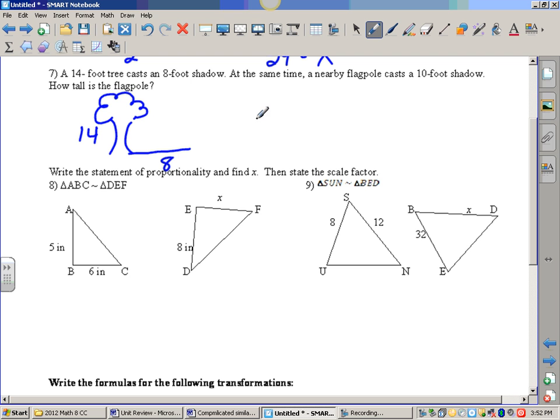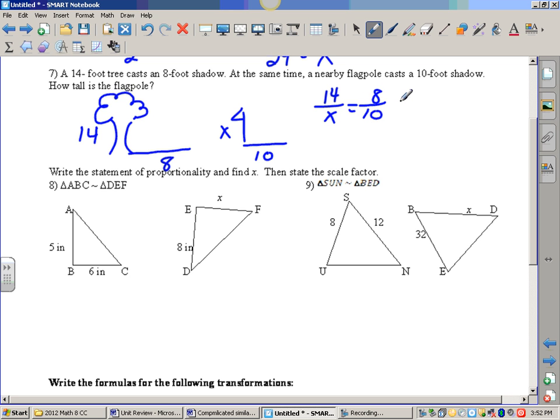At the same time, a nearby flagpole casts a shadow that is 10. You do not know the height of the flagpole. That's why I really like to draw pictures. It helps break down a word problem. Lots of ways to set this proportion up. 14 is to x, as 8 is to 10, I think would be the most popular way to set it up.